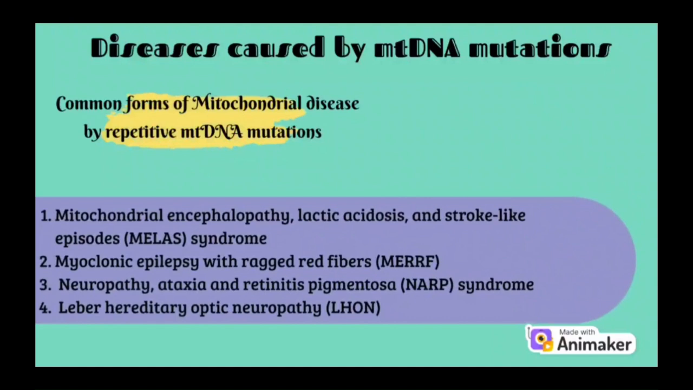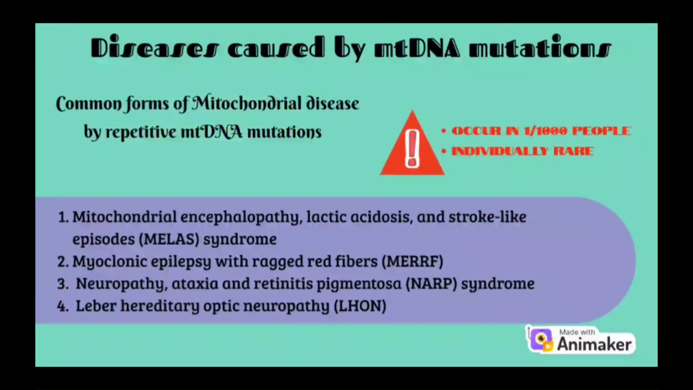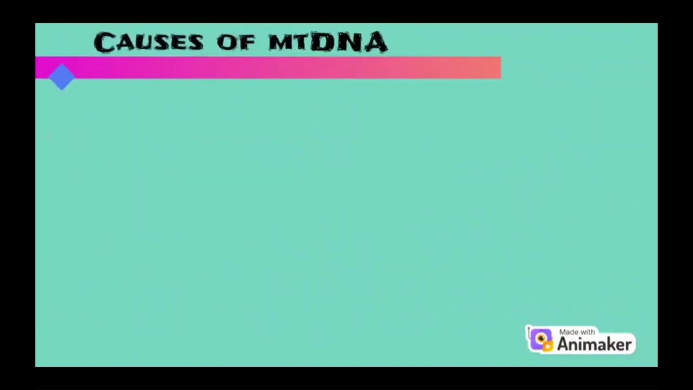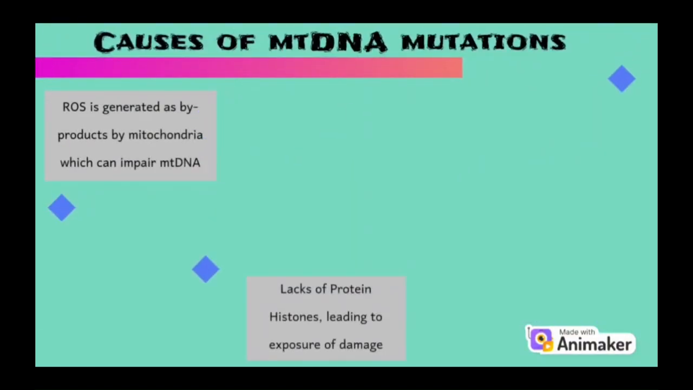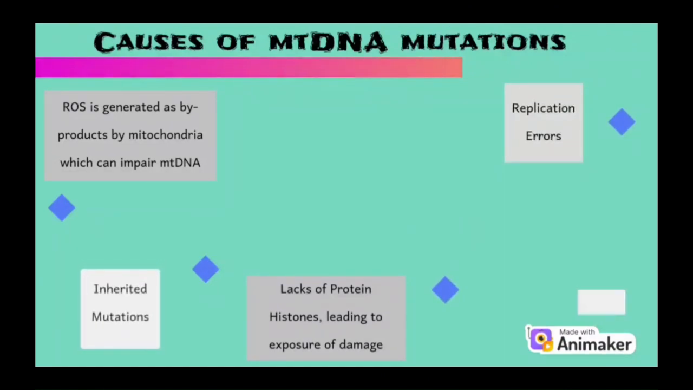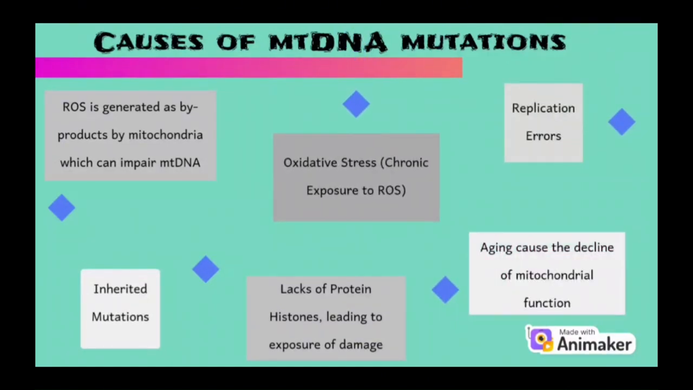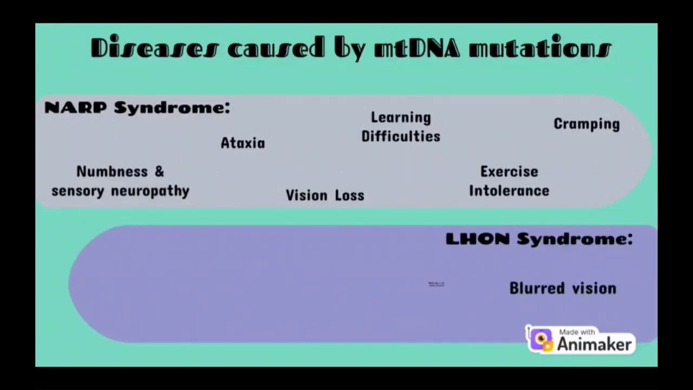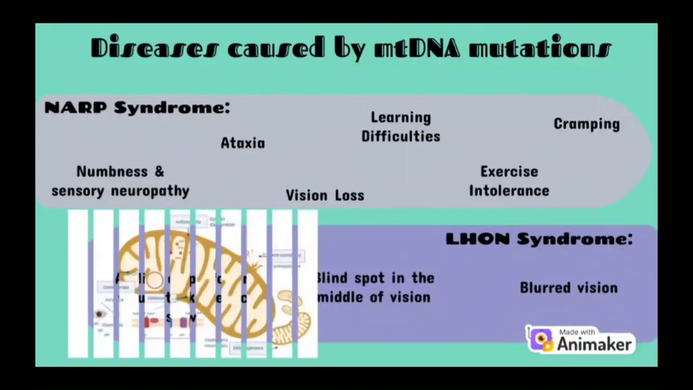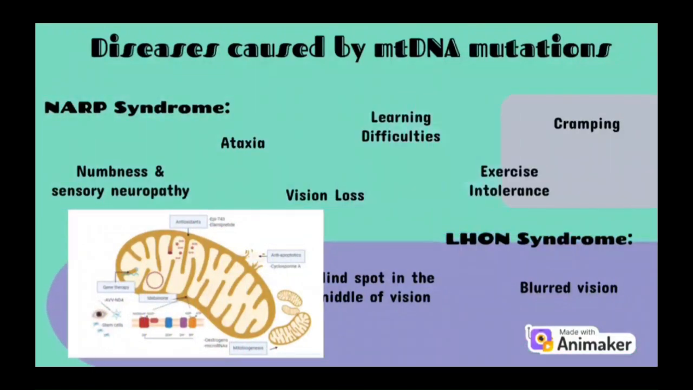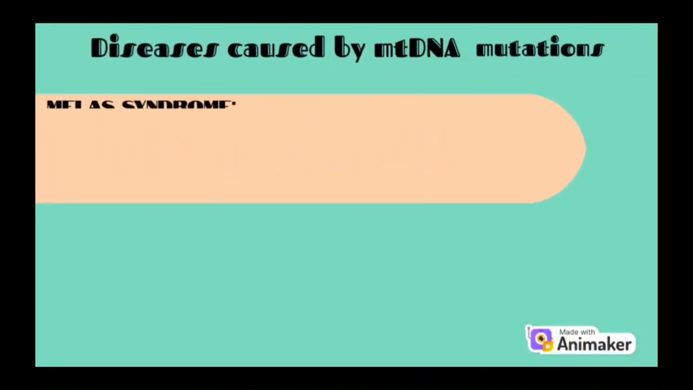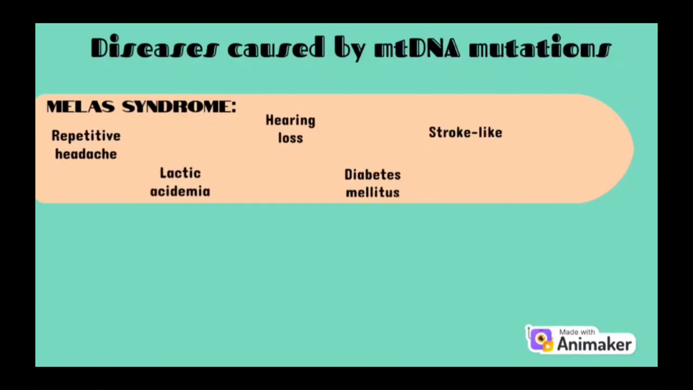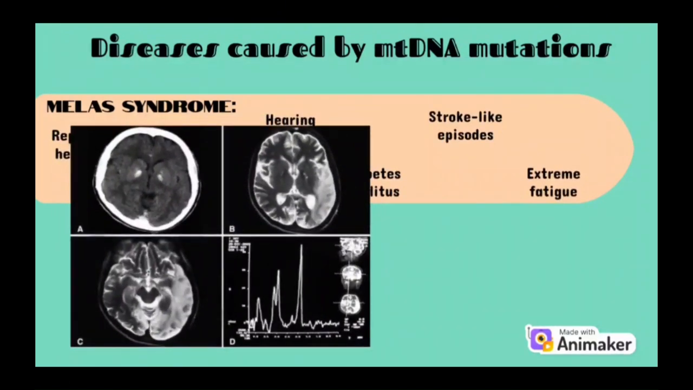Diseases caused by mtDNA mutations occur in 1 per 1,000 people. There are 5 syndromes of mtDNA mutations. Causes of mtDNA mutations. Those diseases are NARP syndrome and LHON syndrome. Furthermore, MELAS syndrome and Leigh syndrome.